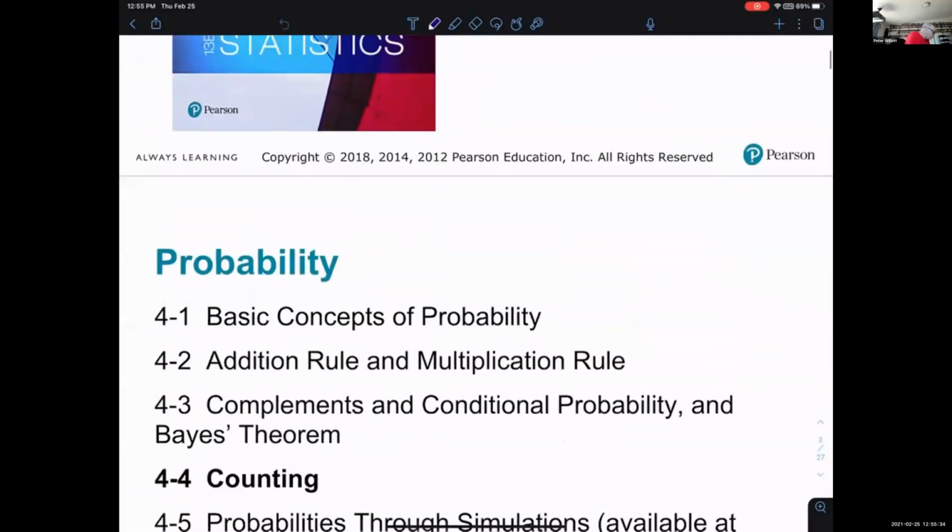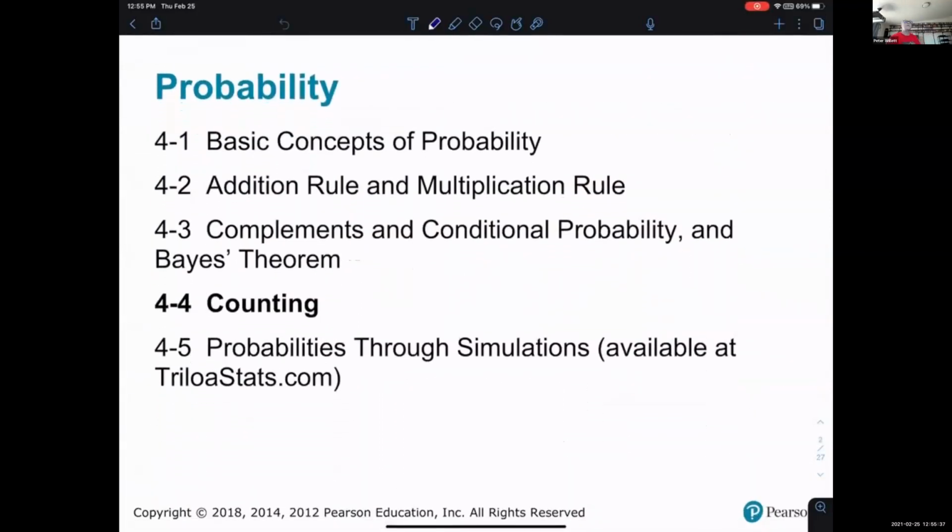We do have four sections here, and the first three sections we've looked at on previous classes. Now we are in 4.4, which is about counting techniques. I want to remind us of what counting has to do with probability. When you're calculating the probability of something, the classical way to determine it is to determine the number of ways that event A can happen and divide that by the number of ways for anything to happen.